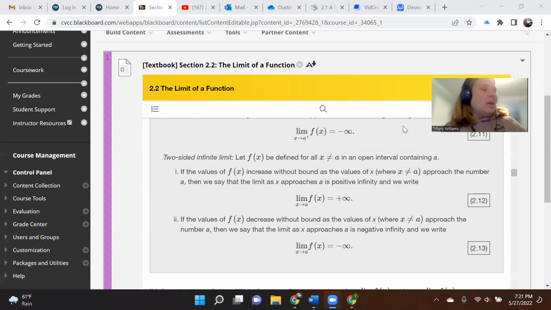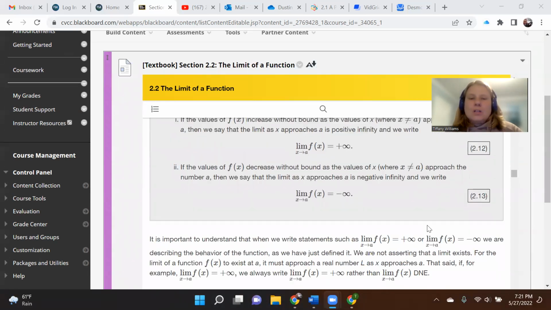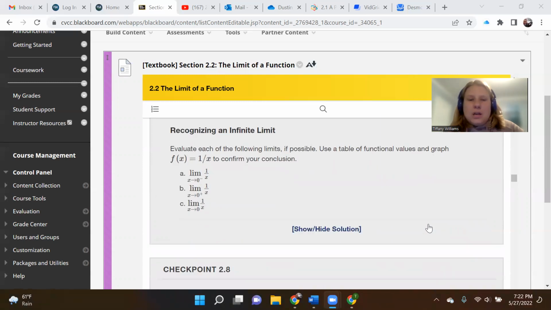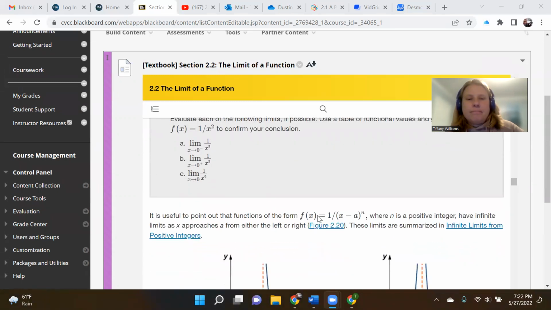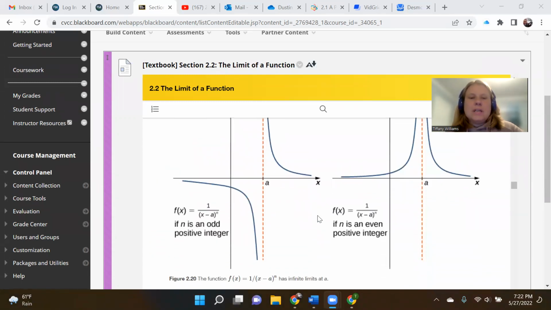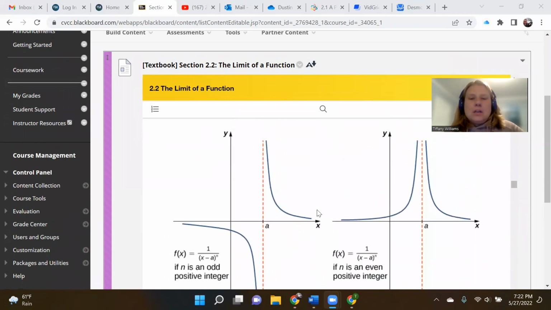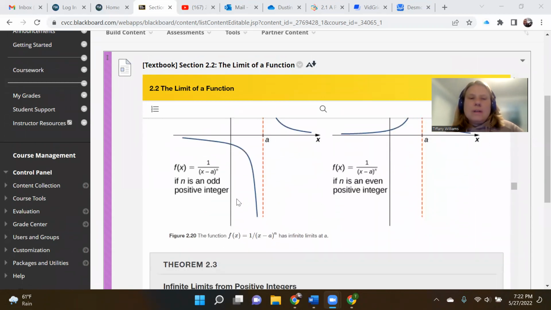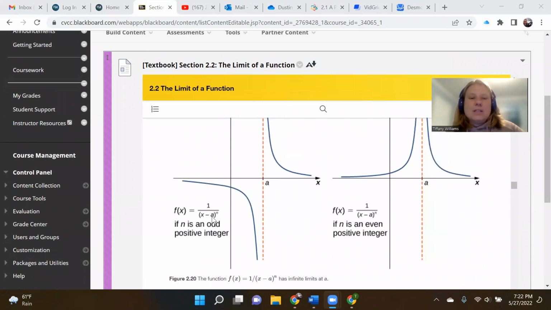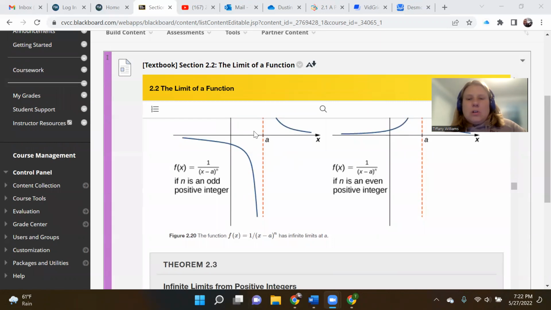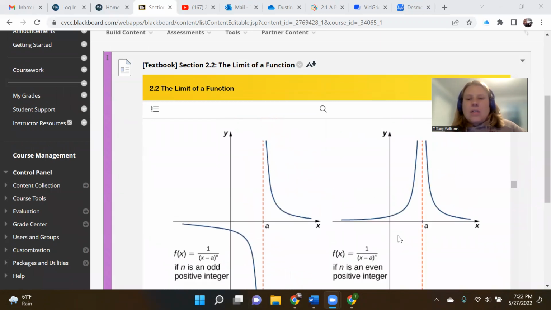Cool. All right, so we've seen these come up, but we haven't gotten to talk about them too much. Here are some examples of that. There are some rules that go with it. If you've got f of x in this particular form, where n is odd, it's going to look like this. If n is even, it's going to look like that. I believe we had this example of it.